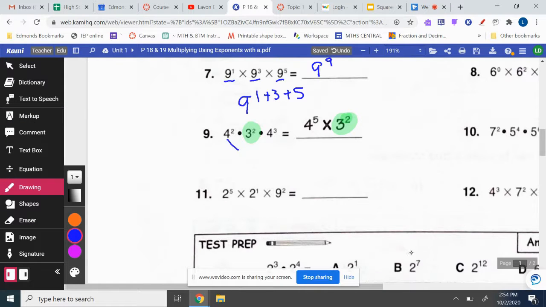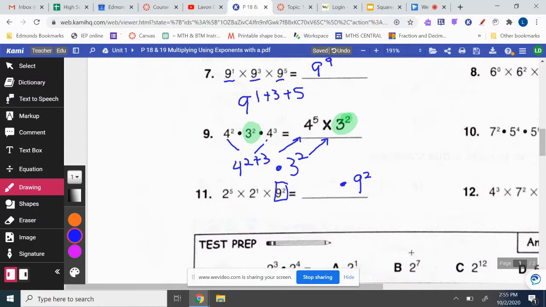They took these two. They went 4 to the second plus the third times 3 to the second. And that's how they got 4 to the fifth, 3 to the second. So when we're looking at number 11, 9 is all on its own. We can even put that up here, times 9 squared.